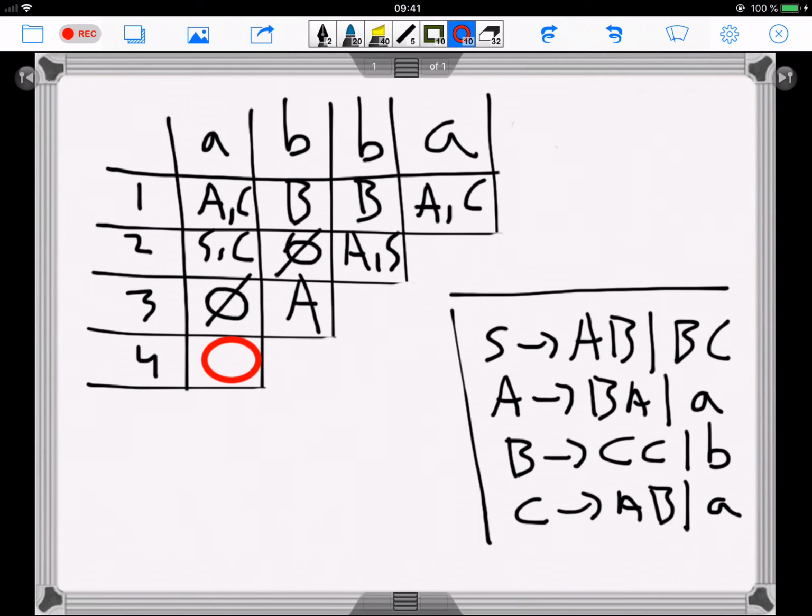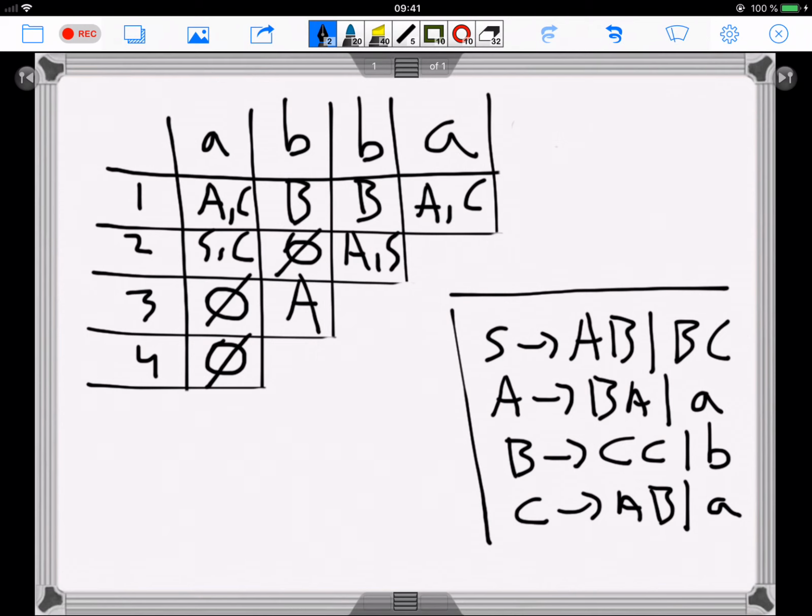And finally, we consider a movement of one cell down in the column, a movement of one cell away in the diagonal, and one of the cells is empty, so we also don't include any variable at this step. So here we get empty.